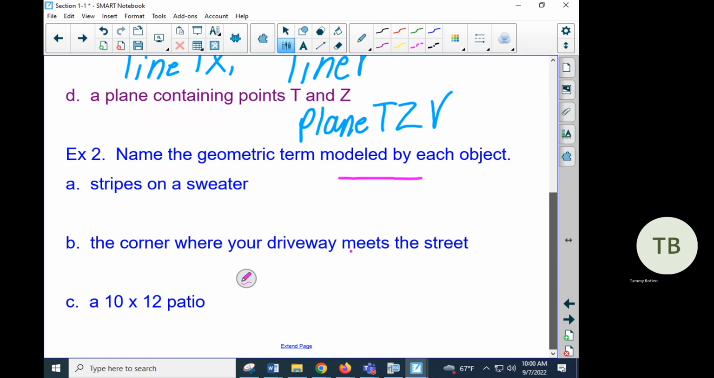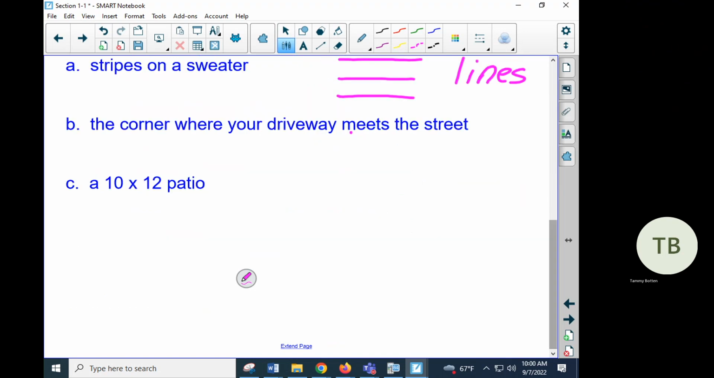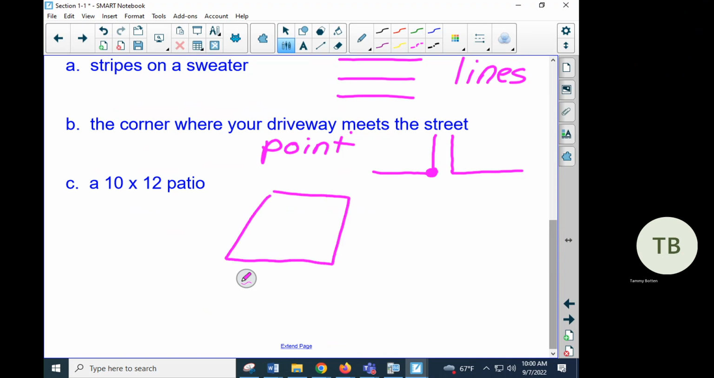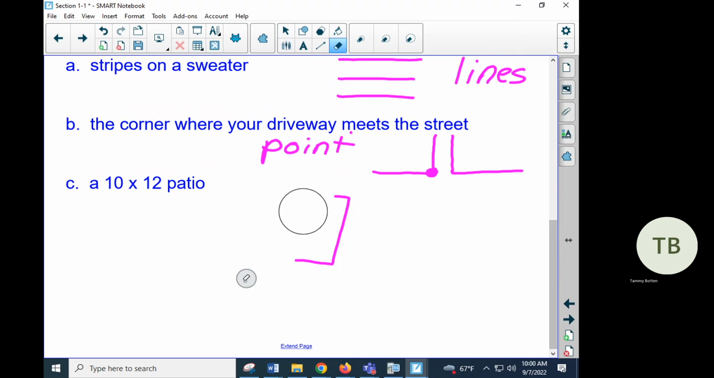So if you think of stripes on a sweater, that's representing lines, okay? This one here says the corner where your driveway meets the street. So let's say you have just a straight driveway and your street is pretty, it doesn't have to be, but let's just assume that. So it's the point where your driveway meets the street, this point right here. So it would be a point. And then what if outside, like a patio door, you had a patio that was 10 by 12? What would we call that? A plane.